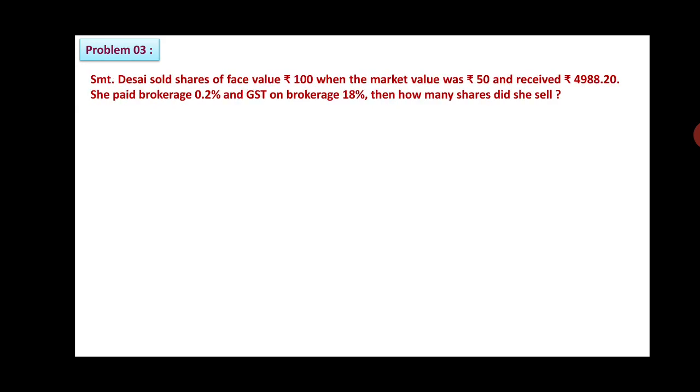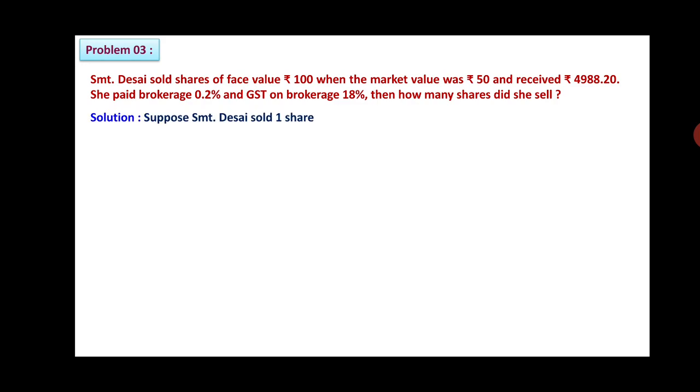Now problem 3. Srimati Desai sold shares of face value rupees 100 when the market value was rupees 50 and received rupees 4988.20. She paid brokerage of 0.2% and GST on the brokerage is 18%. Then how many shares did she sell?